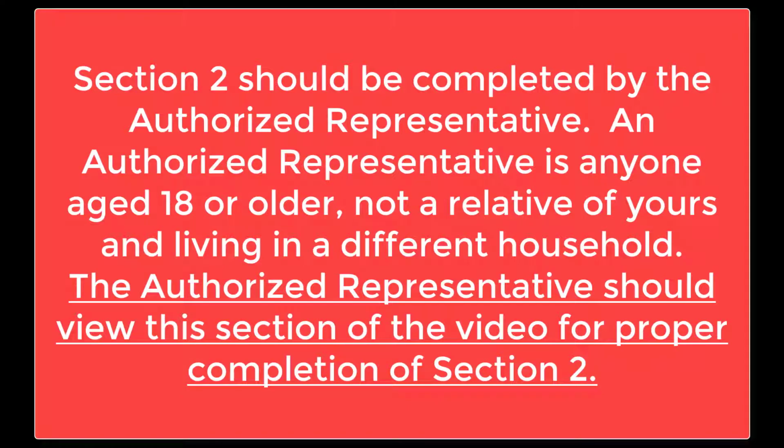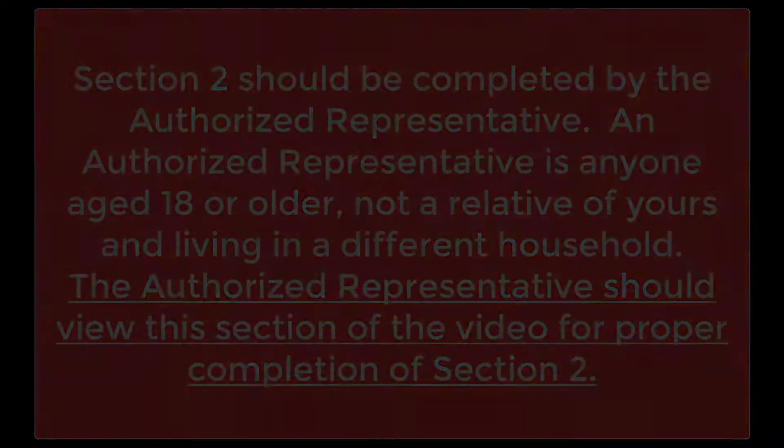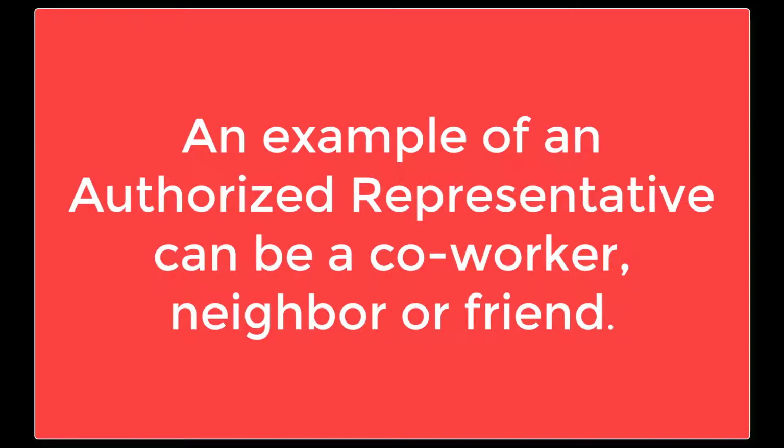Section 2. Section 2 should be completed by the authorized representative. An authorized representative is anyone aged 18 or older, not a relative of yours, and living in a different household. The authorized representative should view this section of the video for proper completion of Section 2. An example of an authorized representative can be a coworker, neighbor, or friend.